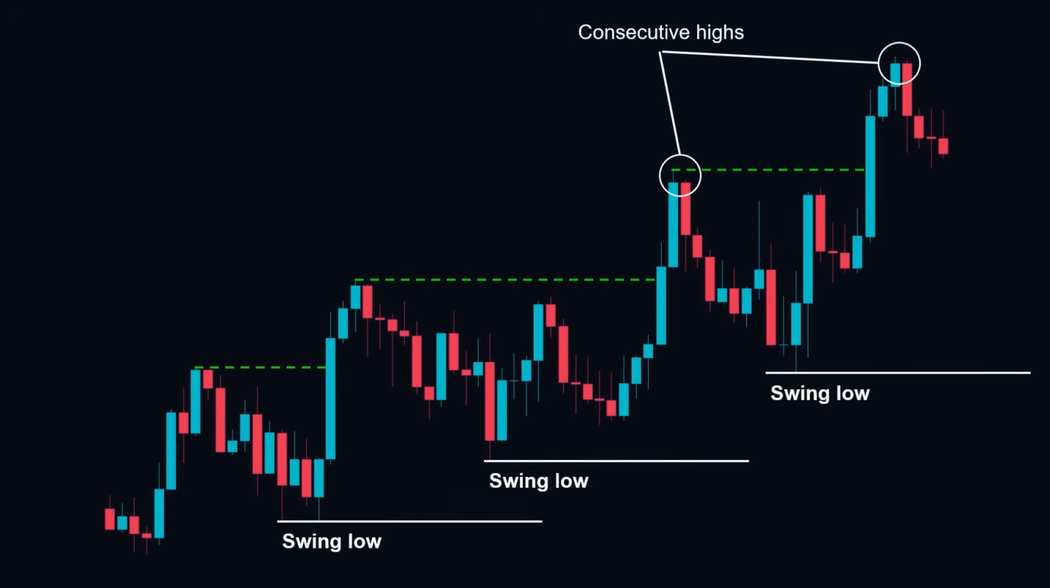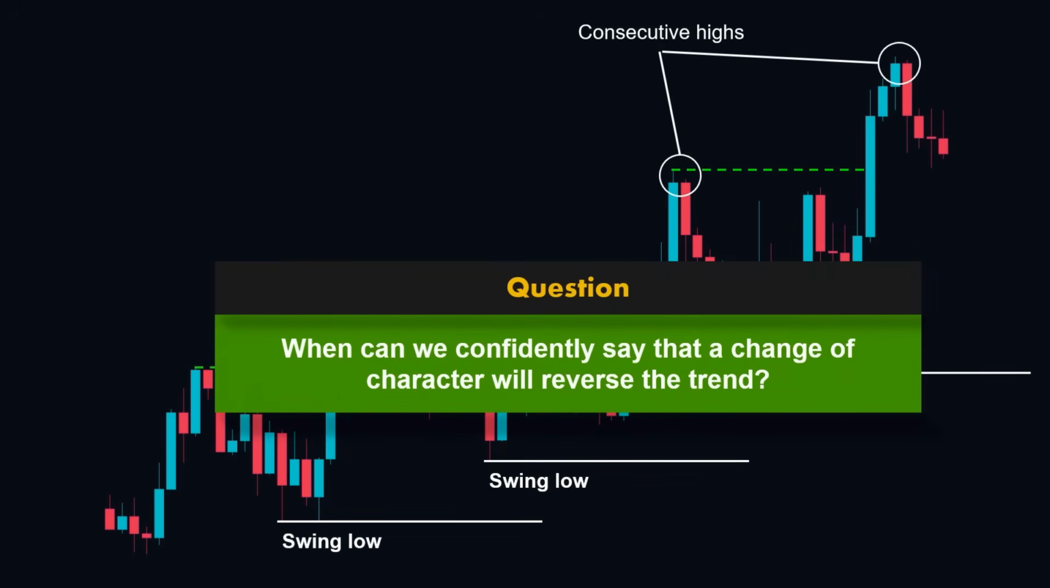Keep in mind that the same concept applies to the bearish scenario. Now here comes a question. When can we confidently say that a change of character will reverse the trend?